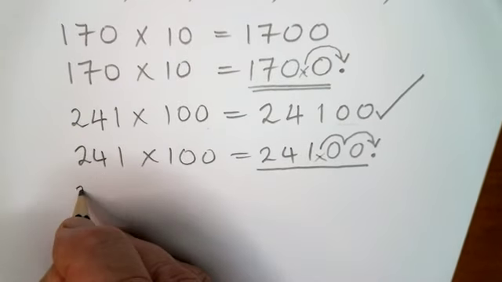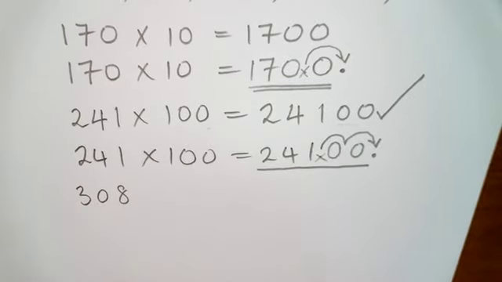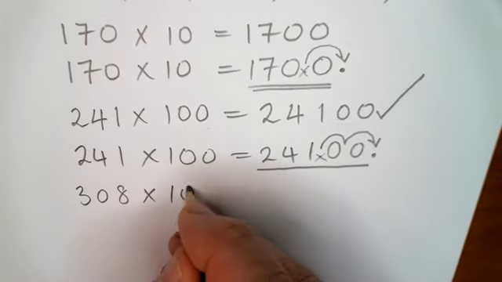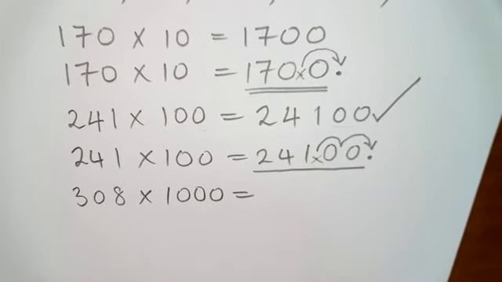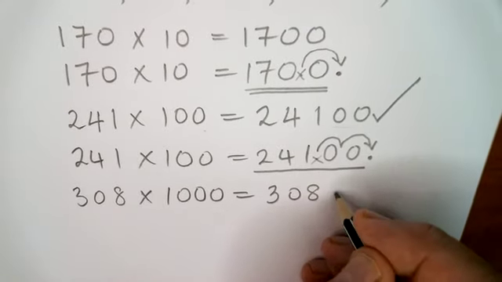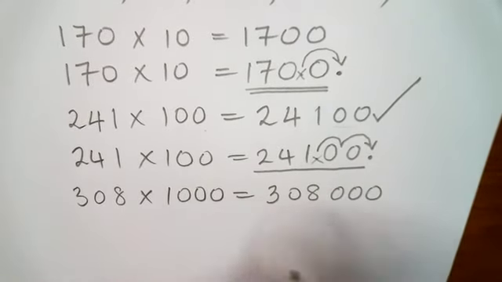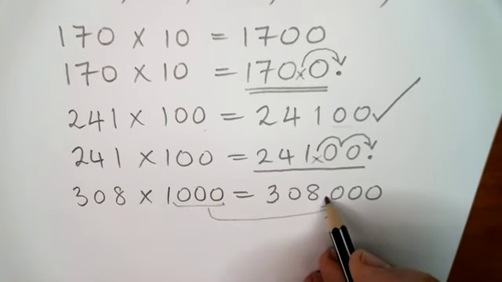All right, let's now take it a next step further. Let's take 308, this time times 1,000. Here it is. So in this case, we're going to move the decimal place 3 spaces to the right, or add 3 zeros. So it's going to be 308,000. Those 3 zeros we now place on the end here.